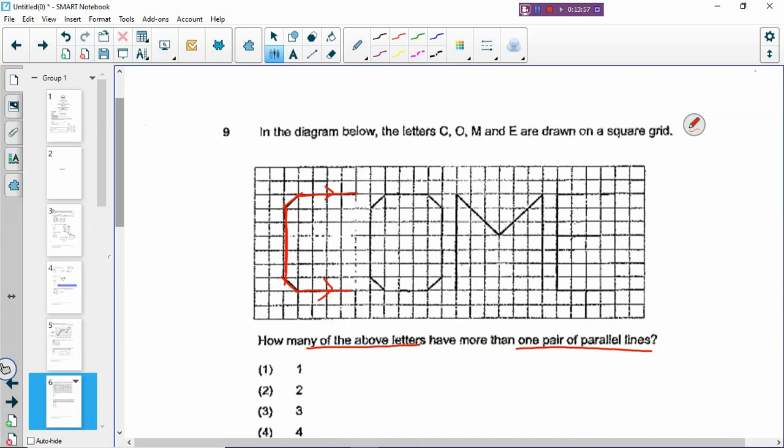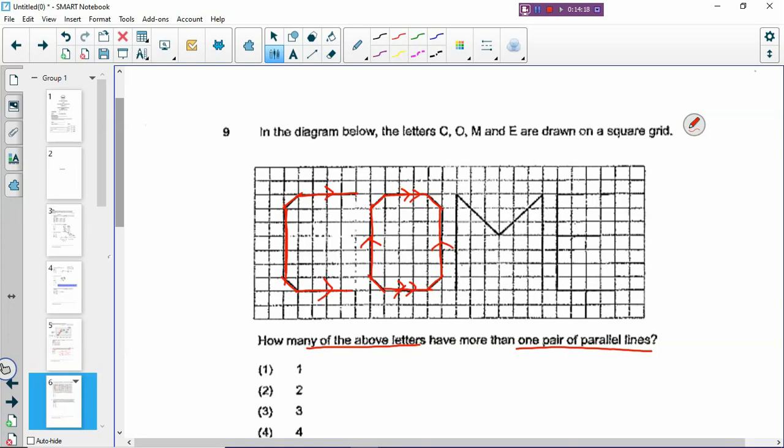The second letter is a letter O. So let me just draw out the letter nicely, and you will have more than one line. One line here, one pair, more than one pair. So there's one pair of parallel lines, and of course there's a second pair. And of course there are some more pairs. So letter O has more than one pair.